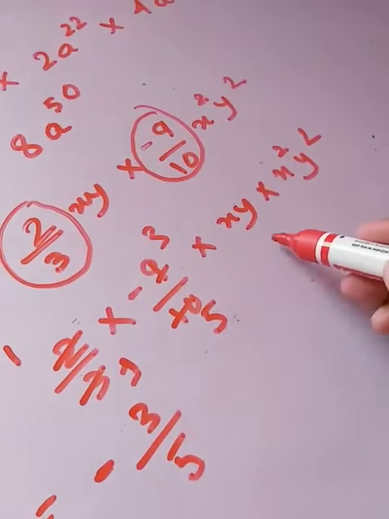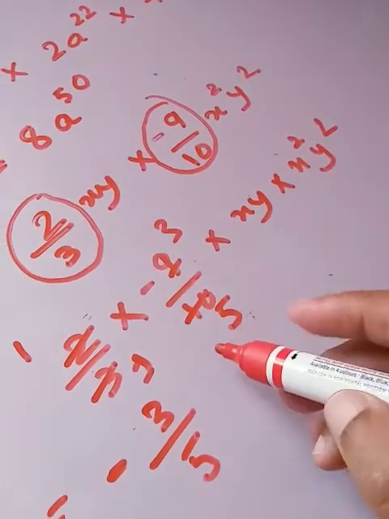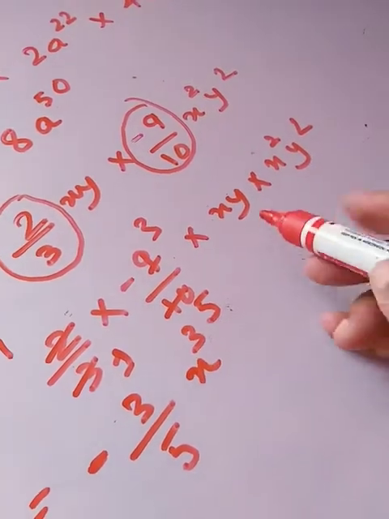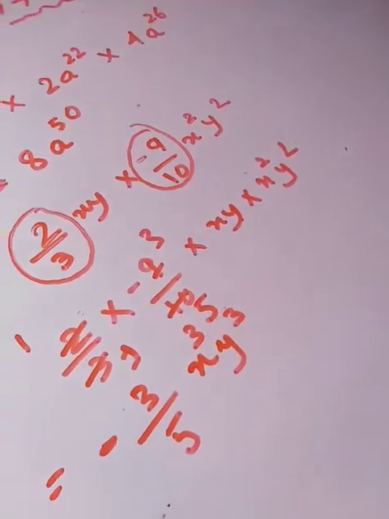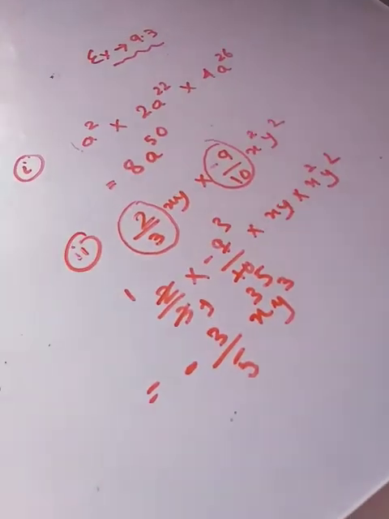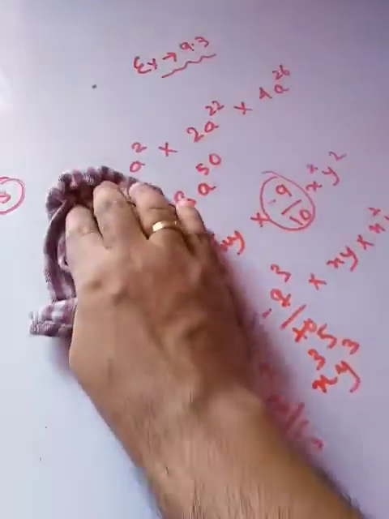Now we'll multiply the variables. How many x are there? Here is 1 x, here is 2 x. So altogether 3. Here is 1 y, here is 2 y. So altogether how many y are there? 3. So this is the required answer of sum number 2. Okay, so let's see sum number 3.